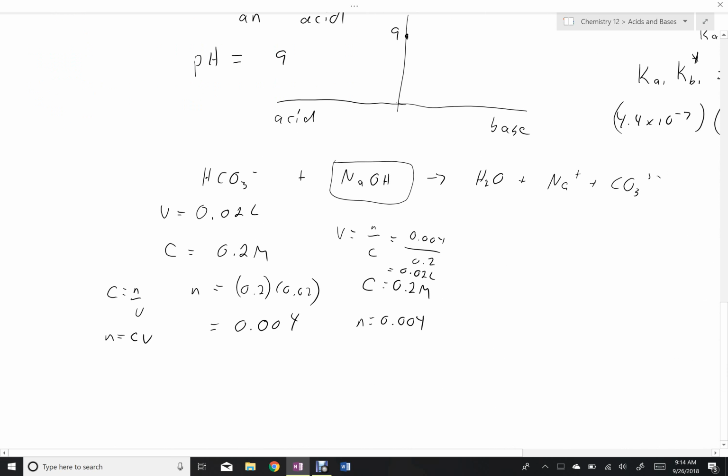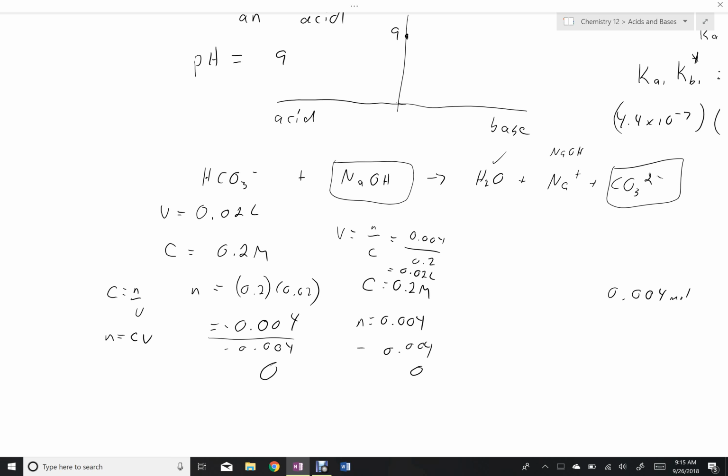Okay, now this acid-base reaction, as all of them do, goes to completion. So minus 0.004, minus 0.004, using those up completely, that's why we call it the equivalence point, and making 0.004 moles of our CO3 2-. This H2O is water, so we're not interested in it from an acid-base perspective, and this Na is the conjugate of NaOH, so since it's the conjugate of a strong base, we're not interested in it either.